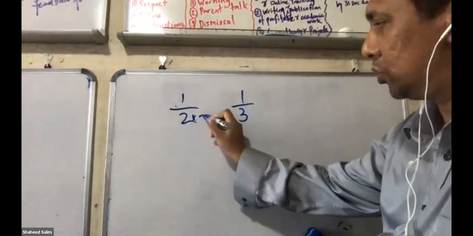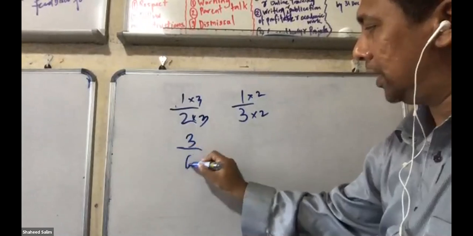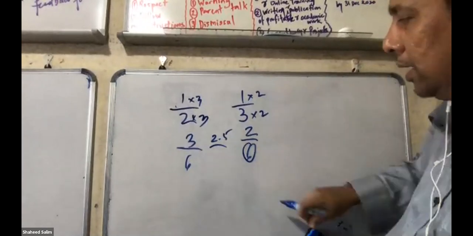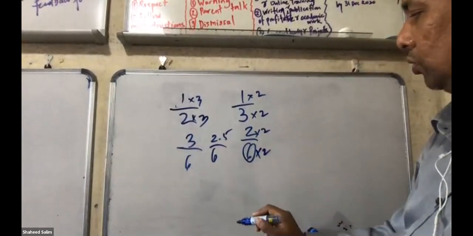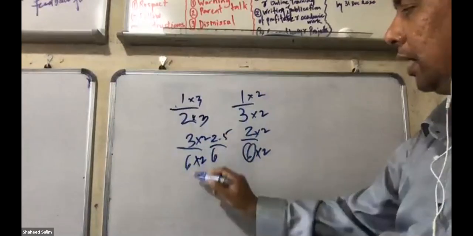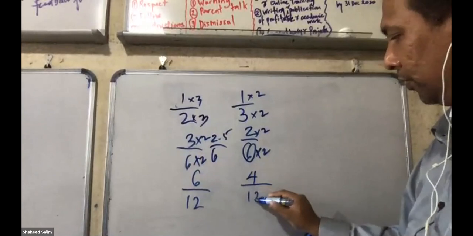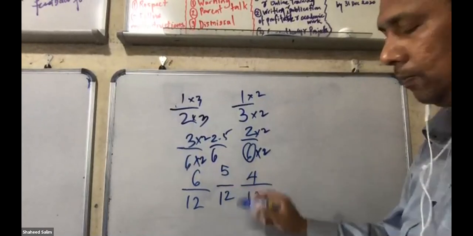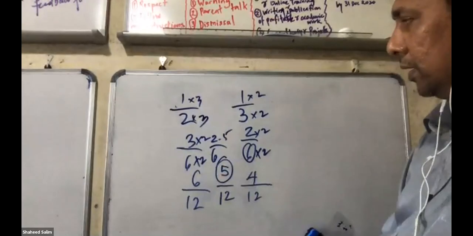Let's say we make it 6: times 2, times 3, times 3, times 2, times 2. So you get 3 over 6 and 2 over 6. In between is 2.5, so 6 is not good enough. You make it bigger, times another 2. So you get 6 over 12 and 4 over 12, and the one in between is 5 over 12. Correct? So this is in between, right? That's one way of doing it.